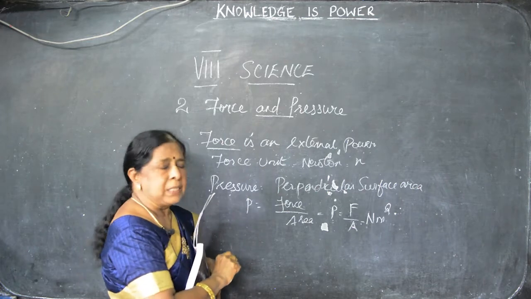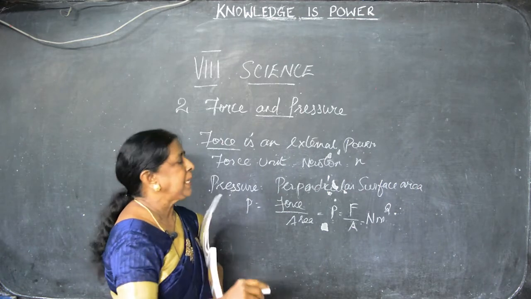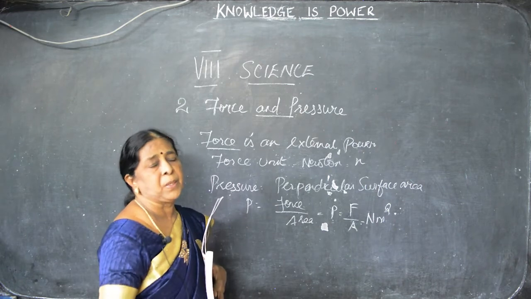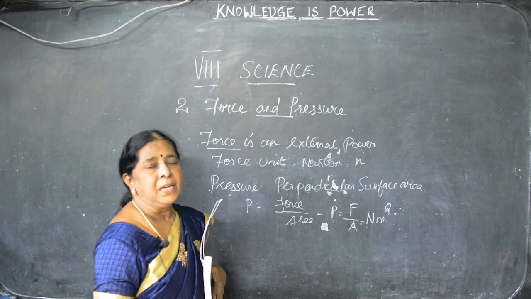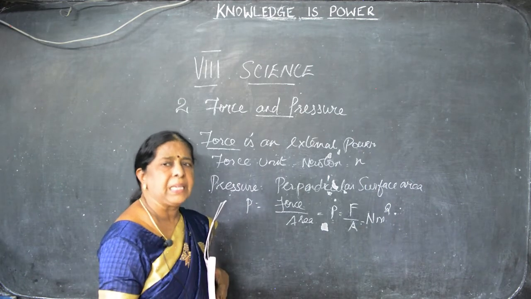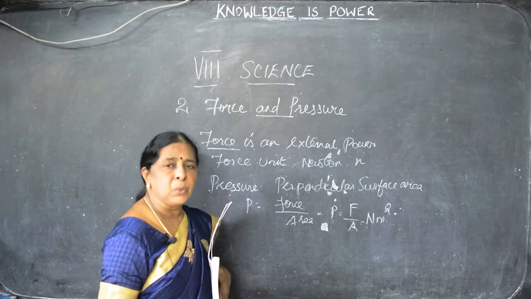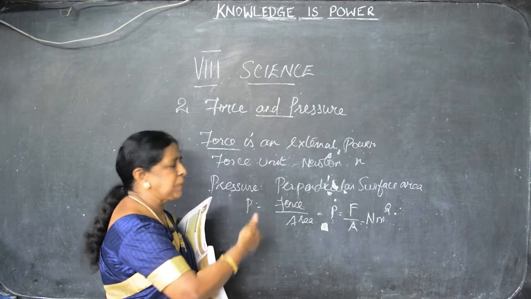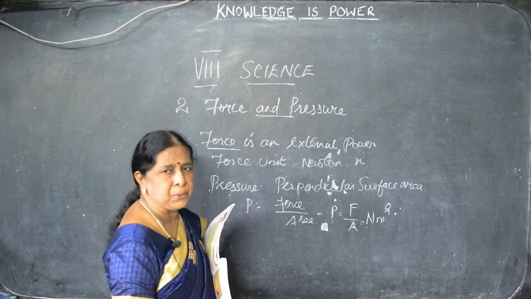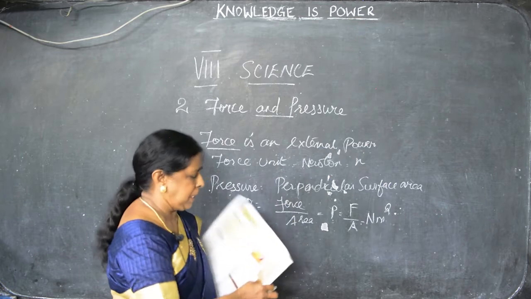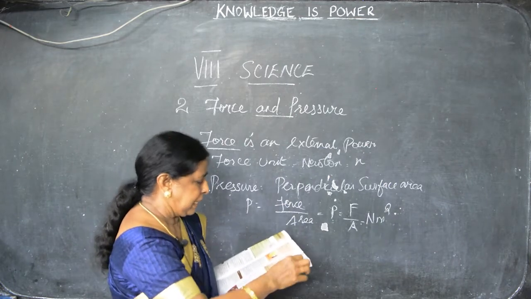Pressure is the same force acting perpendicularly on the surface area. That is, where the force acts, on that particular area when it acts, that we are saying what? Pressure. Pressure is equal to force by area, or P equals F by A, which can be represented by Newton per meter squared.